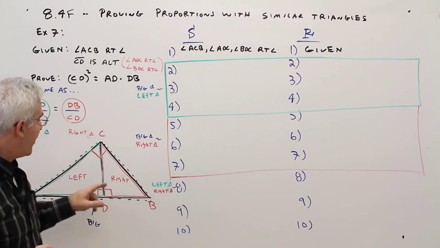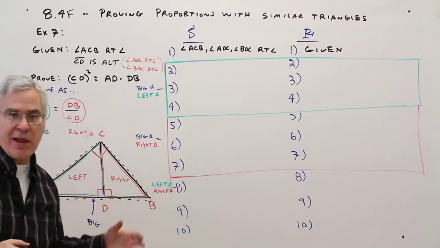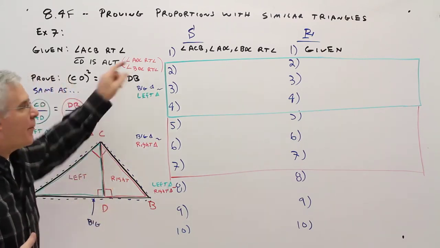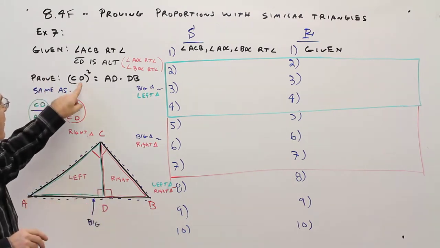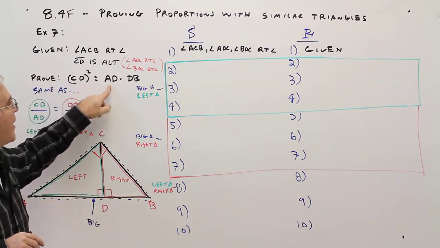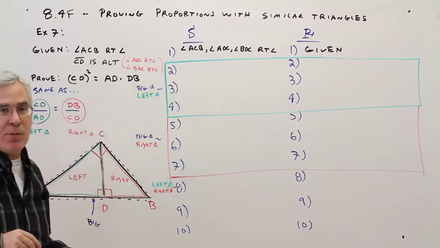hypotenuse, I've also included right away, this is a right angle, this is a right angle, just to help simplify the proof. So I'm going to put that as a given. Prove that CD squared equals AD times DB.